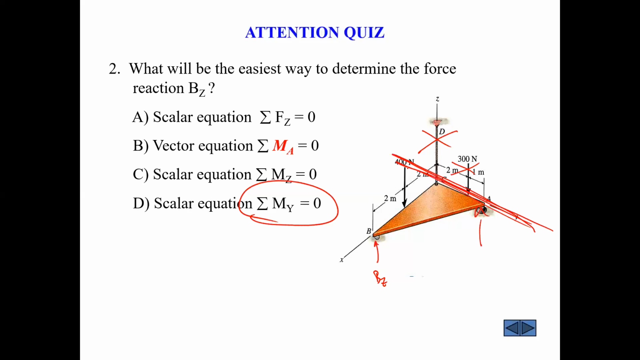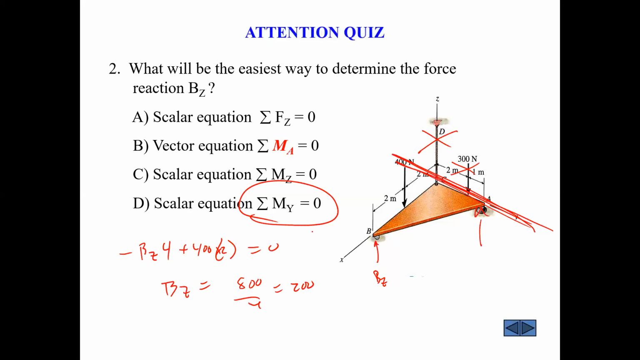So it's just going to be BZ times 4 minus, because if your fingers follow along, your thumb's going backwards along the y-axis, plus 400 times 2 equals 0. So then BZ is just, what, 800 over 4. It's just 200. And it makes perfect sense, right?